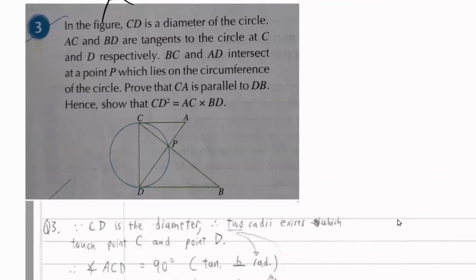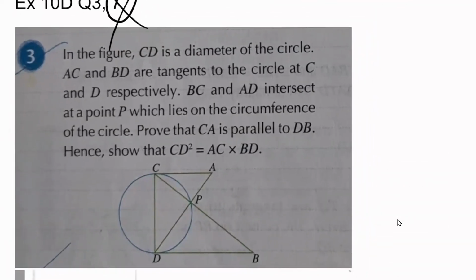In the figure, CD is a diameter of the circle. AC and BD are tangents to the circle at C and D respectively. BC and AD intersect at a point P, which lies on the circumference of the circle. So they both happen to intersect. Three different curves are intersecting at this point P: the curve of the circle, the straight line, and the other straight line. They all meet at the same point P.